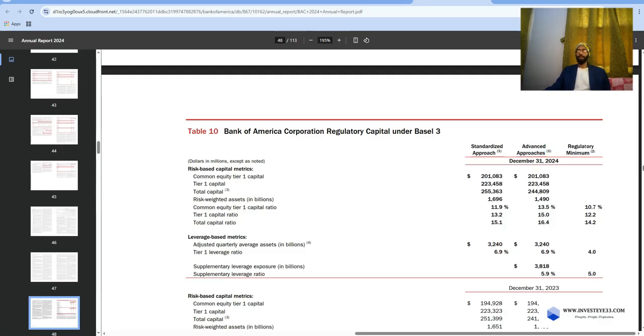Here, according to the advanced approach, the number of risk-weighted assets is 1490 billion in the year 2024, and the tier 1 capital ratio at that time is 15%. So we will use these numbers and try to calculate the trajectory of growth of risk-weighted assets, that is the loan book in a broader sense, and also the capital ratio. But first, let's also look into the number for 2020.